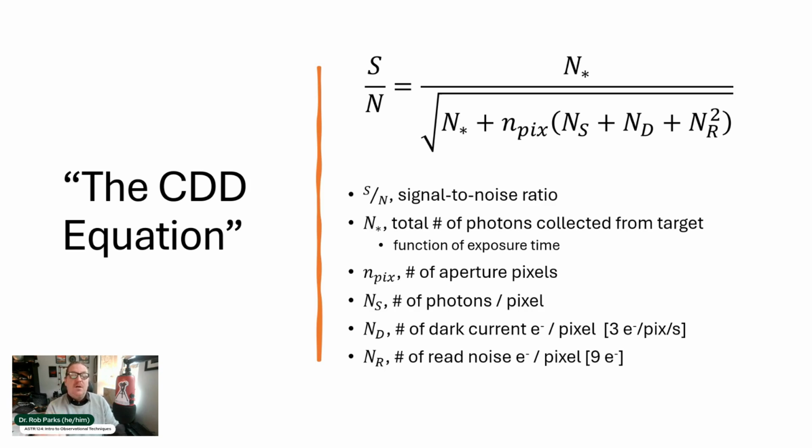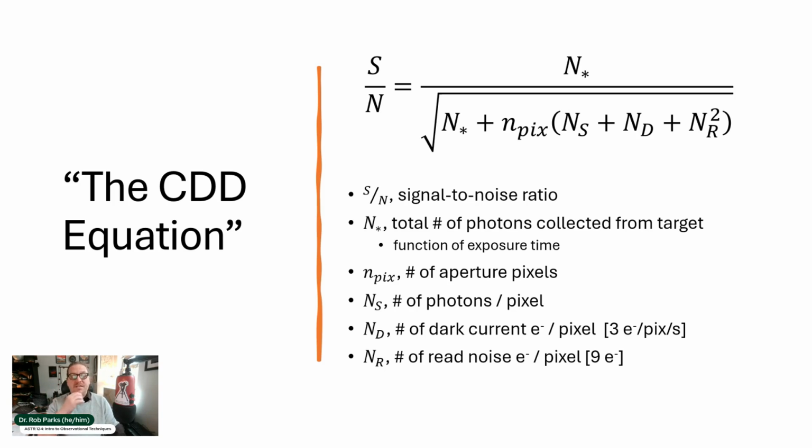N pix is the number of pixels that the image or that target covers. In the last lecture in class, I talked about a PSF, or point spread function. A point source like a star is going to be blurred over a certain area. And for a CCD camera, that means that blurring is going to be over a certain collection of pixels.